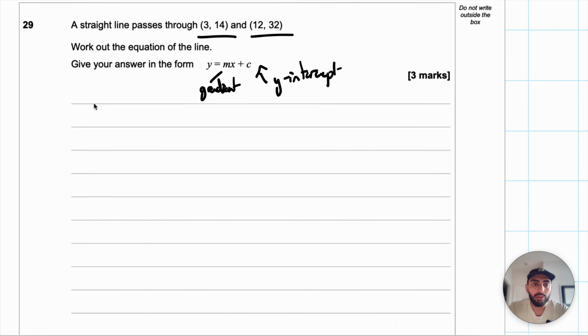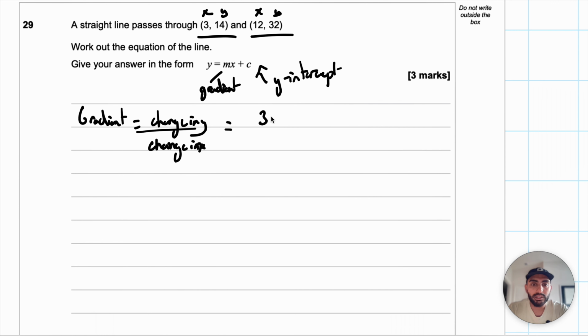We're going to first work out the gradient. And the formula to work out gradient is the change in y divided by the change in x. So these are my x coordinates and these are my y coordinates. So we're going to do change in y, and I'd prefer to do 32 take away 14 so that it leaves me with a positive. So 32 take away 14, and I have to do 12 take away 3 because I did it 32 take away 14. So you have to do it in the same order. 12 take away 3 on the bottom.